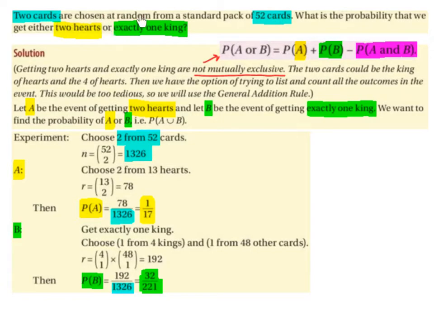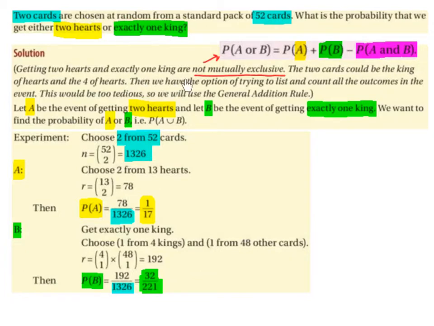Two cards are chosen at random from a standard pack of 52 cards. What is the probability that we get either two hearts or exactly one king? Getting two hearts and exactly one king are not mutually exclusive. The two cards could be the King of Hearts and the Four of Hearts.